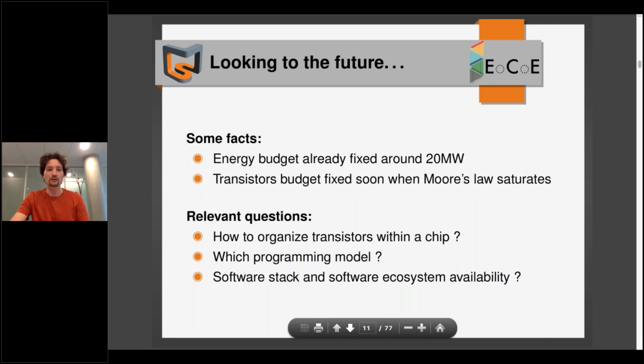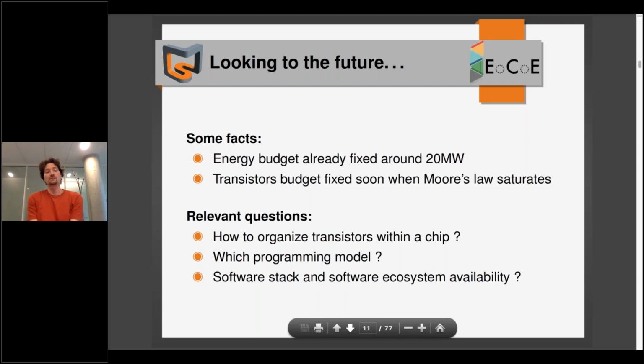Okay, I think we are done with the Fortran version of the code. The topic of today is FPGA. Why are we looking at FPGA? When you look a bit into the future, we already see that the energy budget for a supercomputing system is fixed around 20 megawatts. And the transistor budget will soon be fixed when Moore's law saturates. We don't know exactly when it will saturate, but it will. The only question is when.